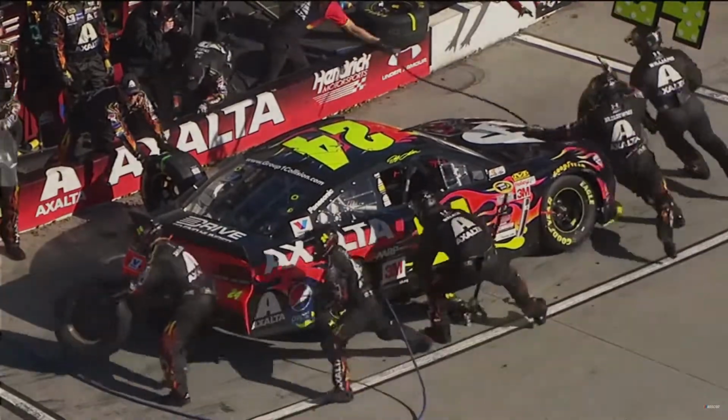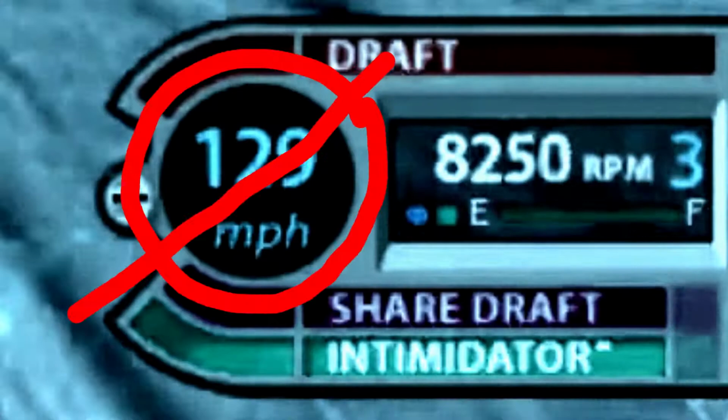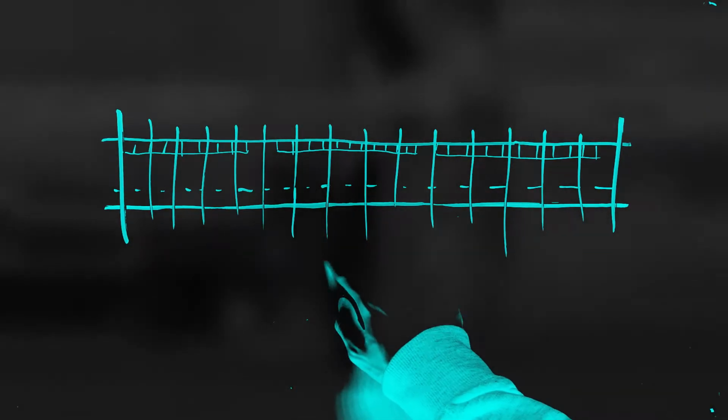The reason drivers are able to pull this off is because in NASCAR, pit road speed isn't measured instantaneously, but rather by measuring the time elapsed between these checkpoints, or timing loops on pit road.